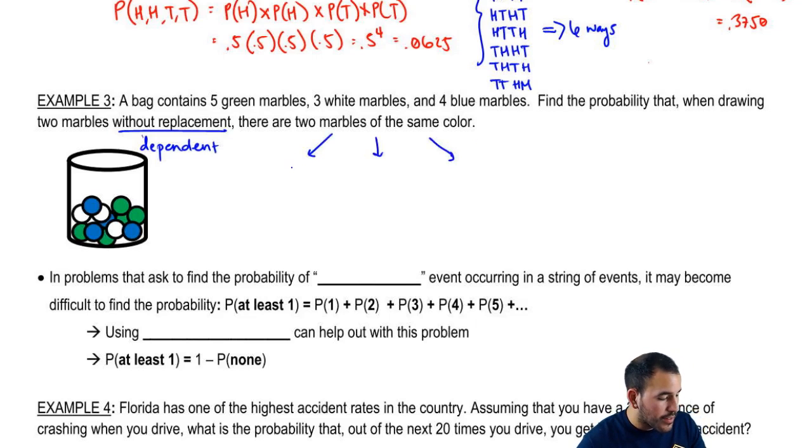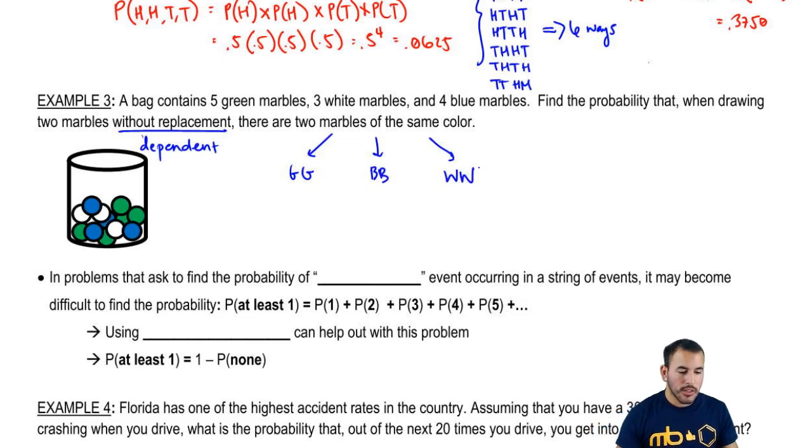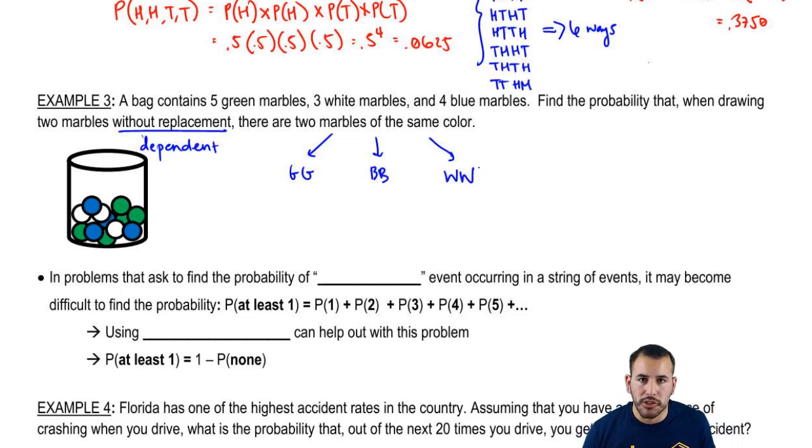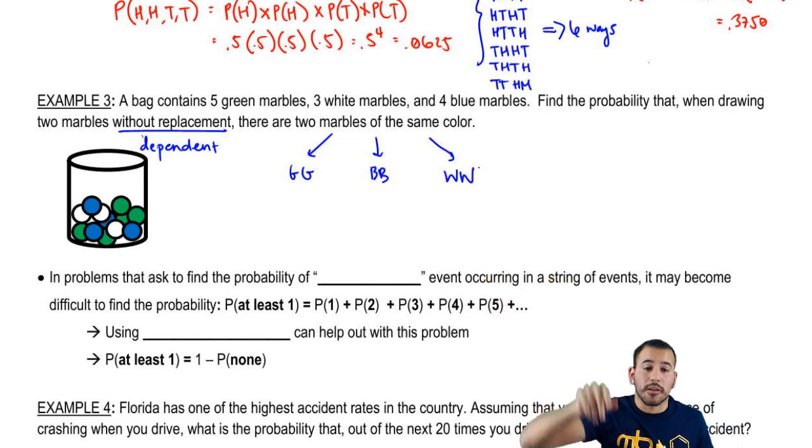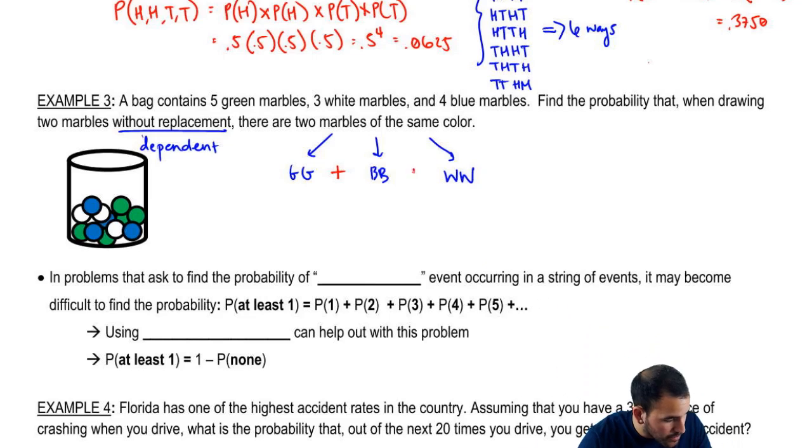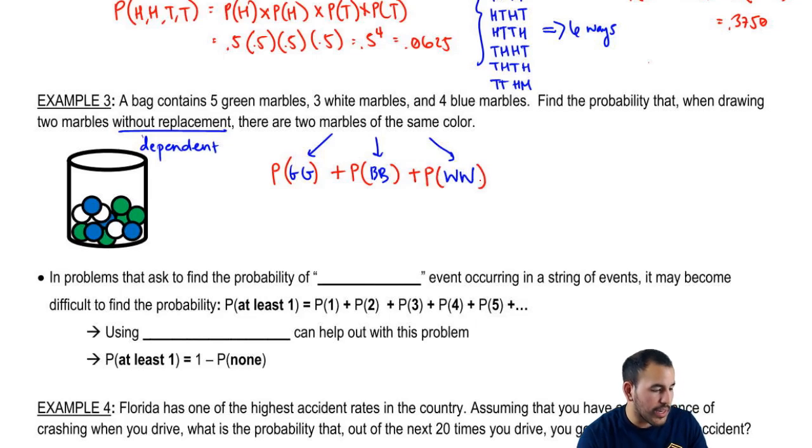We have green, green, right? Blue, blue, and white, white. So what are we going to do with these 3 different versions of string of events? We're going to go ahead and add them up, right? So again, just the addition rule. So what's the probability of getting 2 greens? Right, so we're going to say the probability of getting 2 greens, the probability of getting blue, blue, and the probability of getting 2 whites.